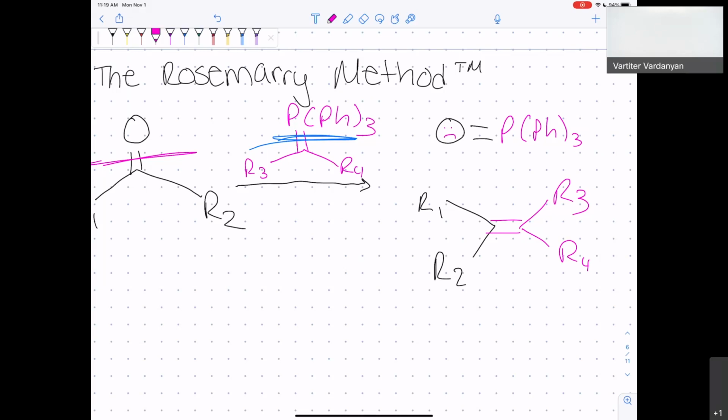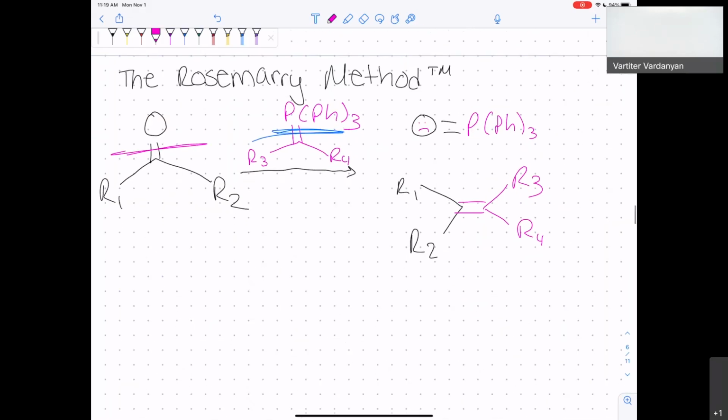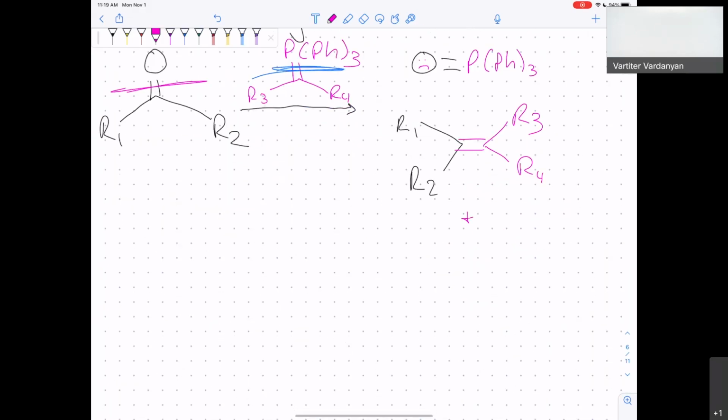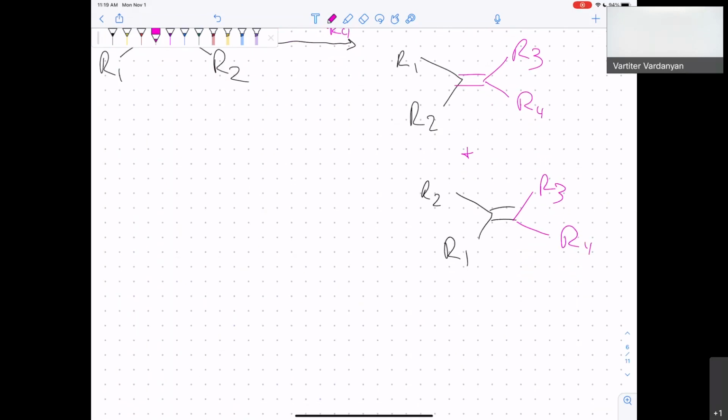Okay? Cool. So if we were to flip those around, so let's say I had this, and I also had R2, R1, R3, R4. What is their relationship to each other? Starts with an S. Stereoisomers. Cool.